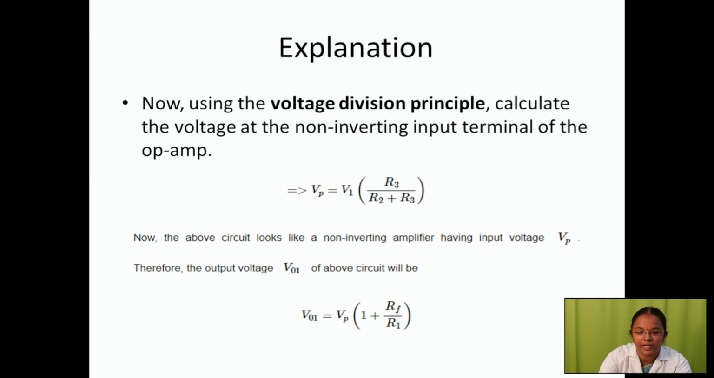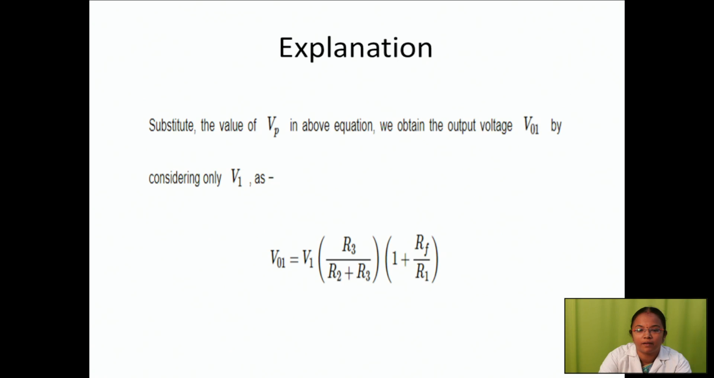Vp we have already derived: Vp is V1 into R3 divided by R2 plus R3. Now we substitute the value of Vp in V01. We can write V01 equal to V1 into R3 divided by R2 plus R3, into 1 plus Rf by R1. This is the result of step 1, considering only the voltage V1.